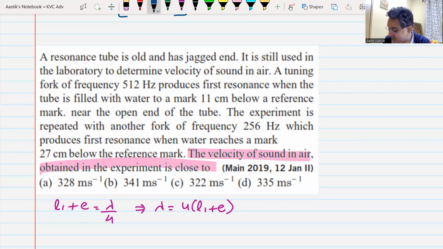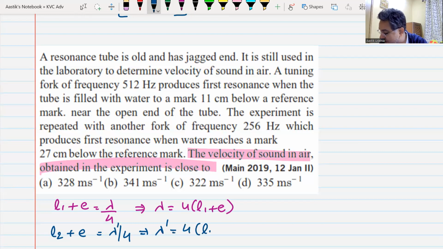In second case, you can write it as L2 plus E. And again it is the first resonance. So we will write it as lambda by 4. Now this lambda and the other lambda will be different because lengths are different. So from there you will get the value of lambda dash as 4 times (L2 plus E). It just becomes a bit tough.